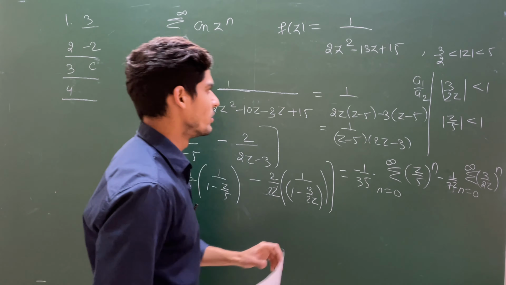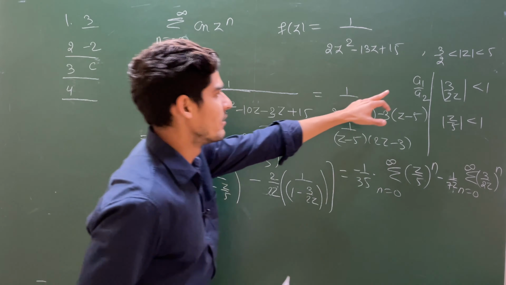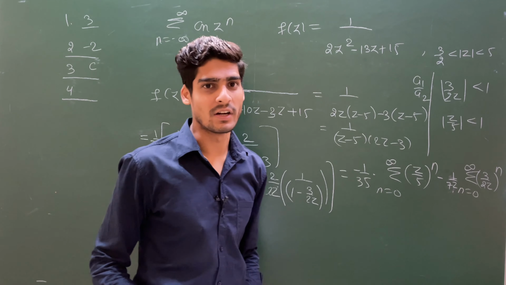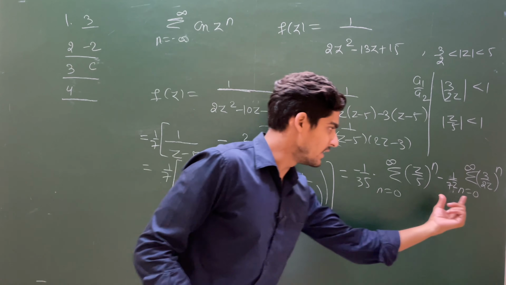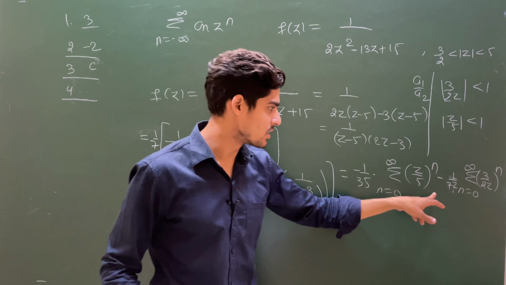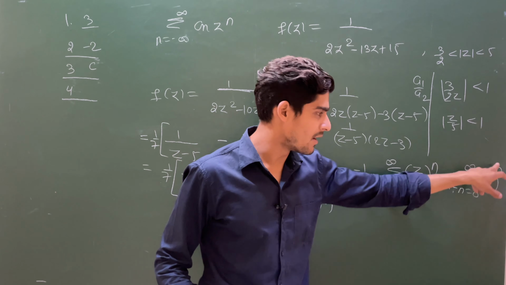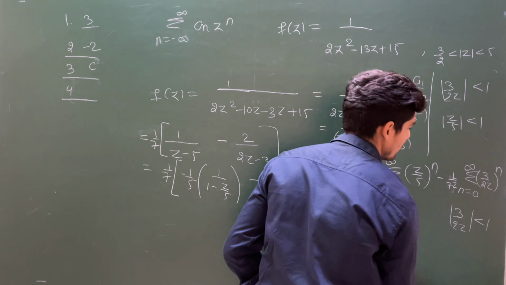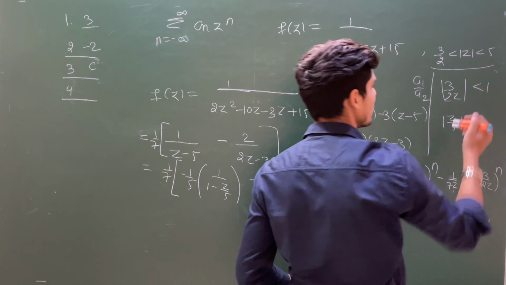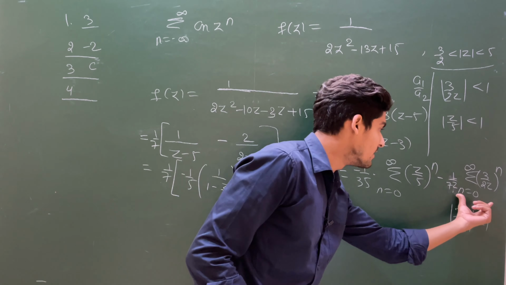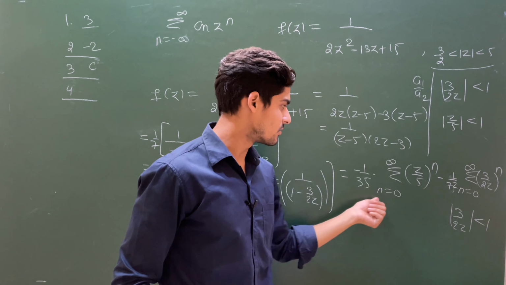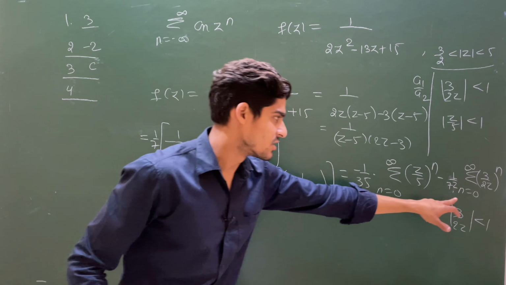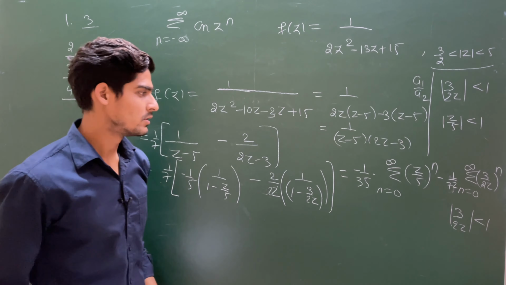Now I am good. Now they are asking a1 upon a2. What is a1? a1 is the coefficient of z power 1, and a2 is the coefficient of z power 2. Do I need any term from here? No, I do not need it, because here you are having 3 by 2z power n, with mod 3 by 2z less than 1. If you combine this region and this region, you will get this annular region. I don't need this to compute a1 and a2. I only need this one, because there does not exist any coefficient of z, or of z power 2, in the other series.